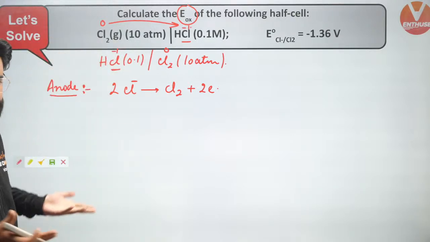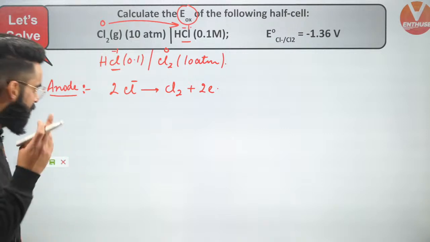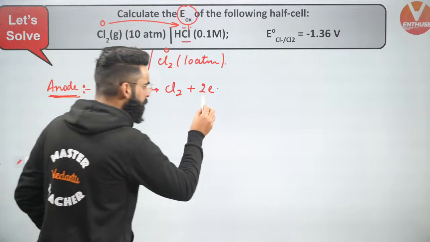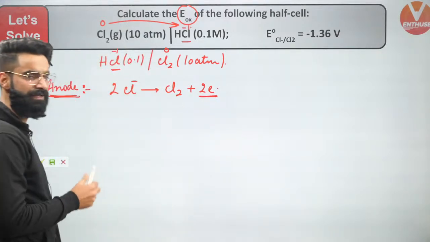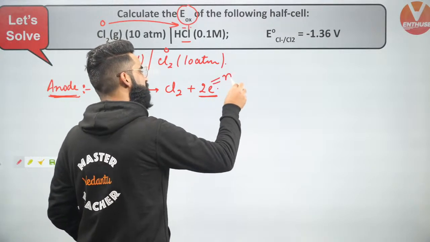Yes, absolutely right. Very simple. Now guys, I got the reaction which is taking place at anode. How many moles of electrons are being exchanged right here? 2 moles of electrons are being exchanged. So I can say the value of N right here is 2.